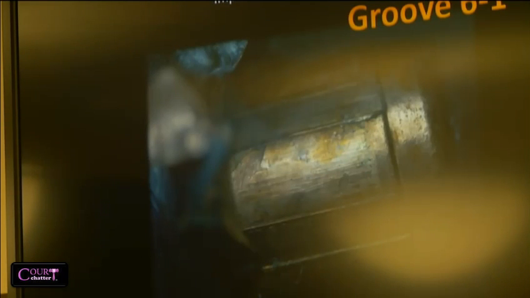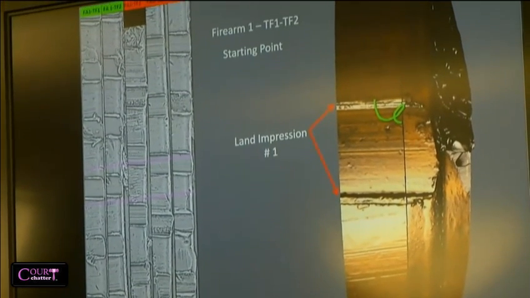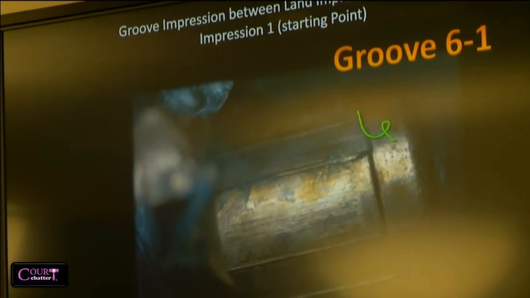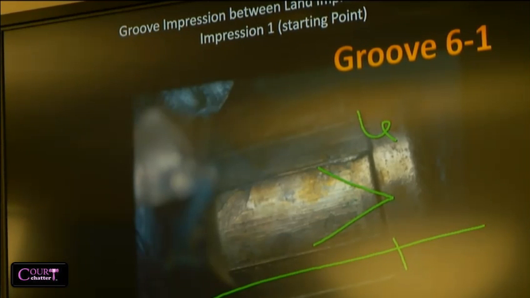In the groove 6 through 1, what was significant to you? Nothing. There, 6 is here, land impression down below that. This is your land impression 6, land impression 1. This is where the starting point was. And again, I didn't see sufficient agreement in this area here.